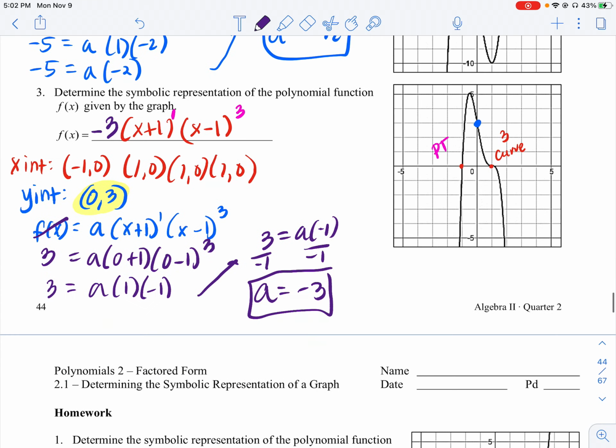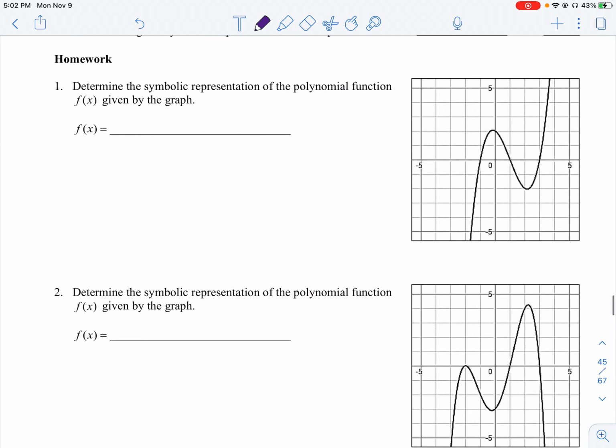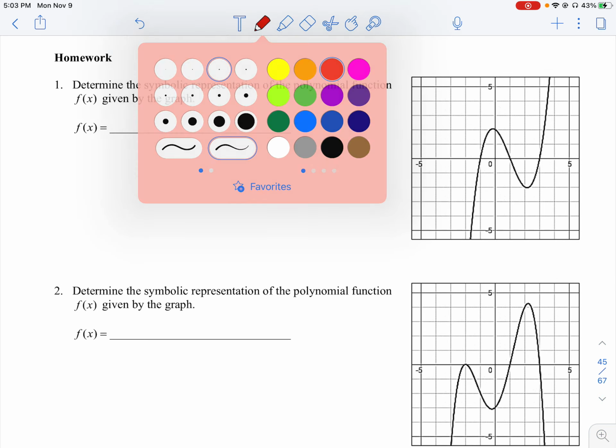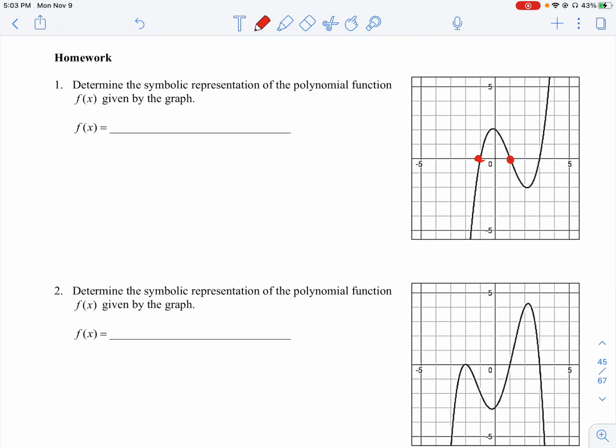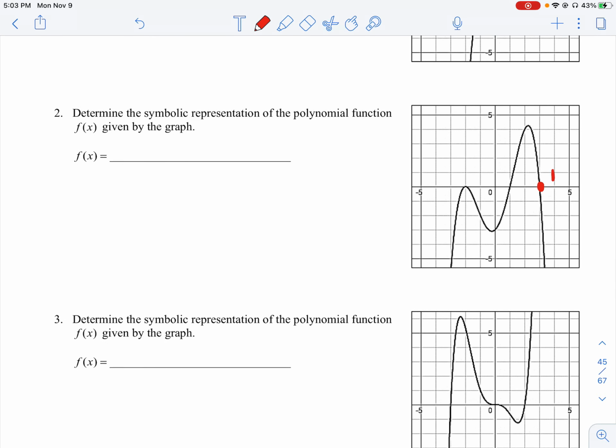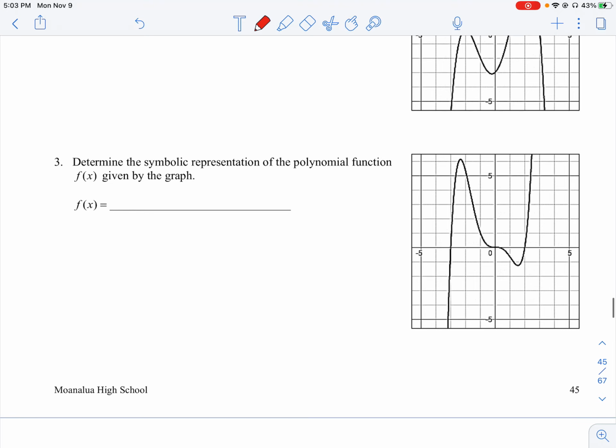Okay, that's it, you guys. Let's take a look at the homework page. For number 1, not a big deal. They're all passing through, pass through, pass through, pass through. No problem. There's just 1, 1, and 1. For number 2, we have a pass through 1 time, pass through 1 time. Oh, we have a bounce 2 times. Pass through 1 time. Ooh, 3 times. And then this is 1.